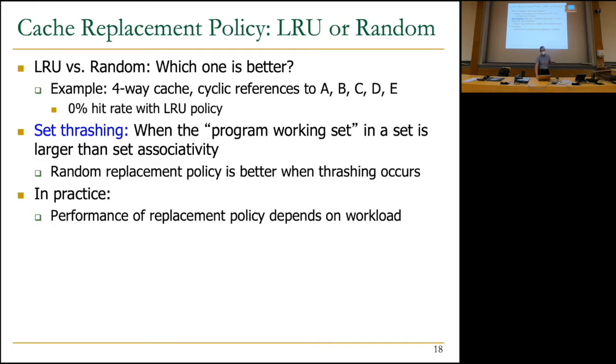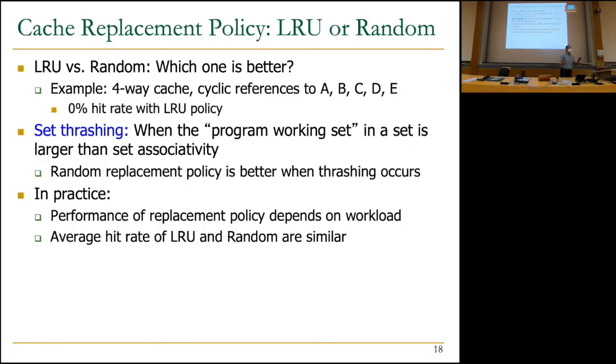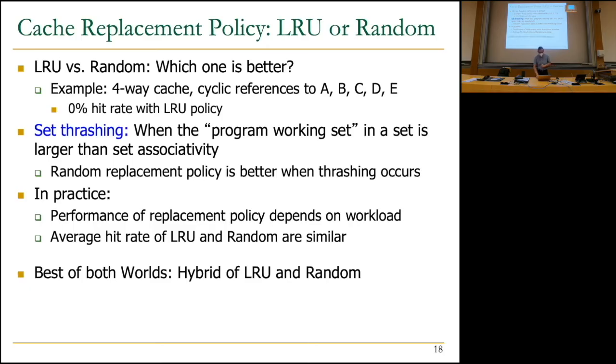In practice, the performance of the replacement policy depends on the workload, just like we discussed. And this is actually a very interesting result, repeated multiple times: the average hit rate of LRU and random are similar across a wide variety of workloads. So LRU is not the best, random is not the best, and they're similar in terms of hit rate, but they cater to different workloads. That's the key realization. If you want the best of both worlds, you want a hybrid policy, LRU and random, or you become more intelligent like what we discussed. You keep track of the access patterns, figure out what's going on in each set, and try to optimize for each set. That's a possibility also.